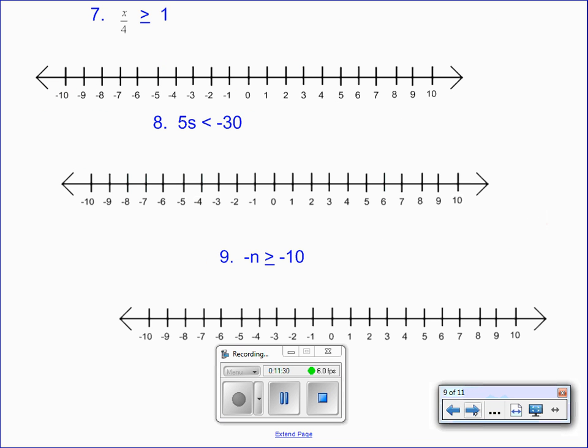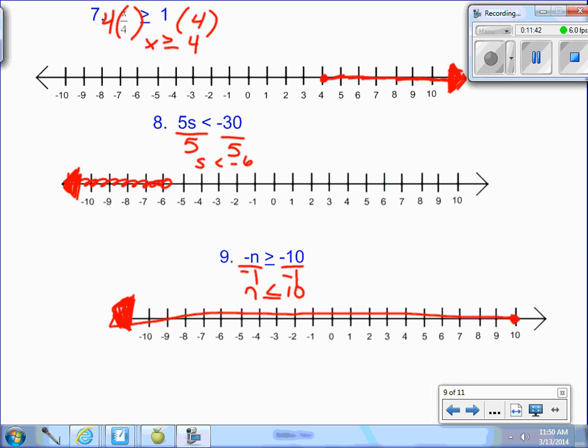So let's do some more examples of these, always checking to see if we're multiplying or dividing by a negative number. So I'm going to pause the video and we'll come back and check our work. Okay, notice that in each of these examples, we did the inverse operation to solve for the inequality. We reversed the inequality sign in number 9 because we divided each side by a negative number.